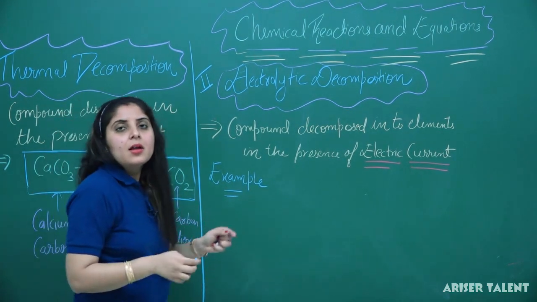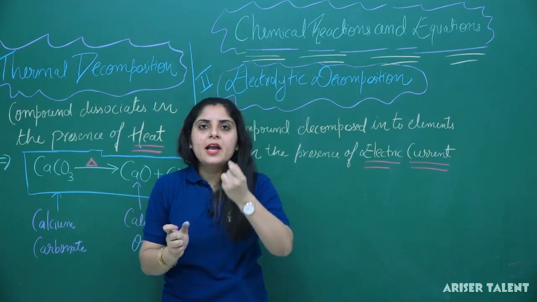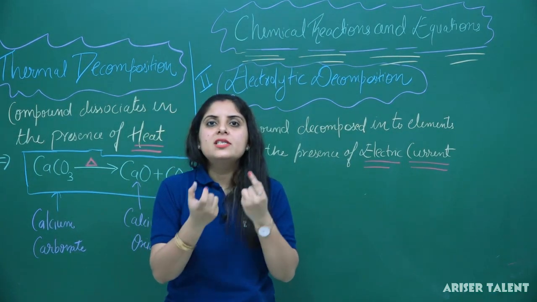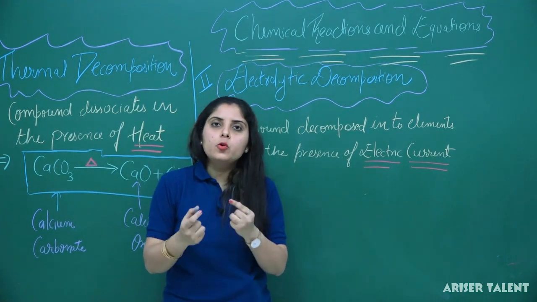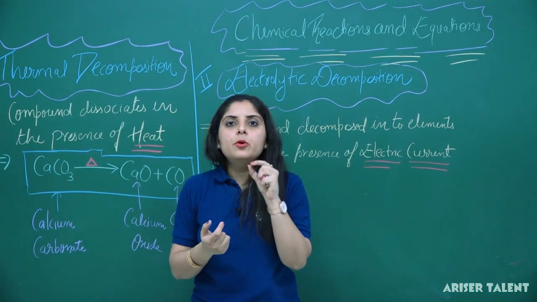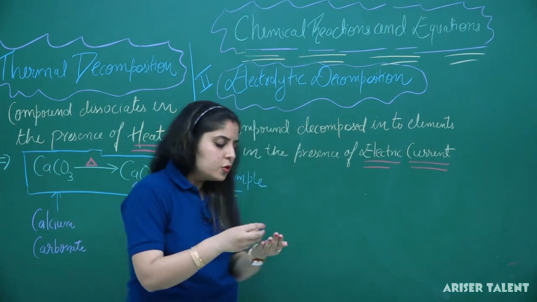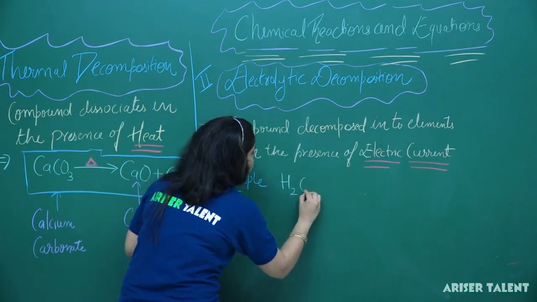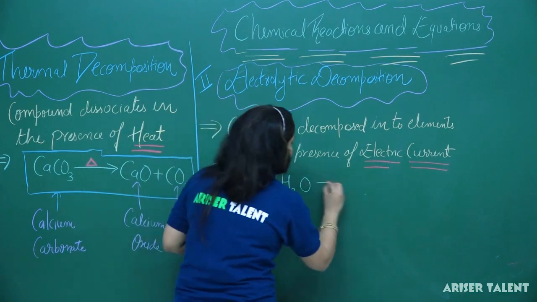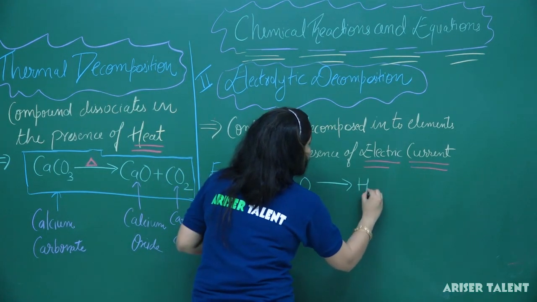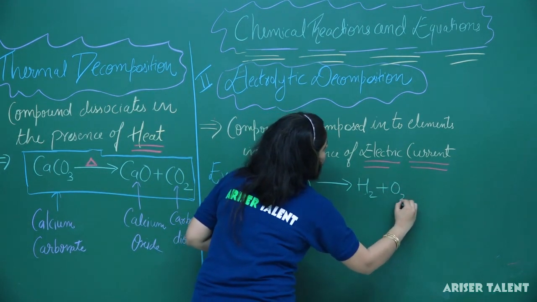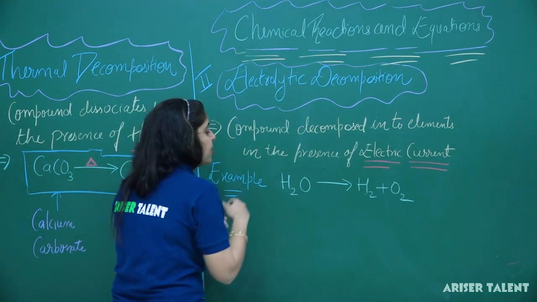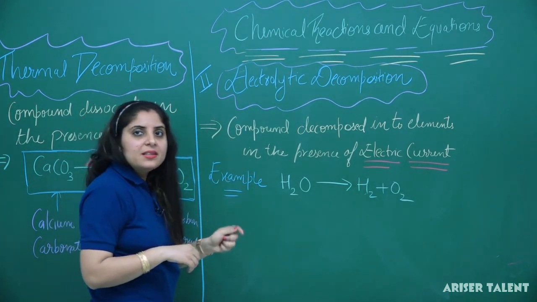Suppose I have taken water in the aqueous form and I have to dissociate it into H2 and O2. What will I do? I will pass direct current through it. So, we have an example of dissociation of water. We are given H2O. H2O will break into H2 plus O2. This reaction is not balanced. Firstly, we will balance this equation.